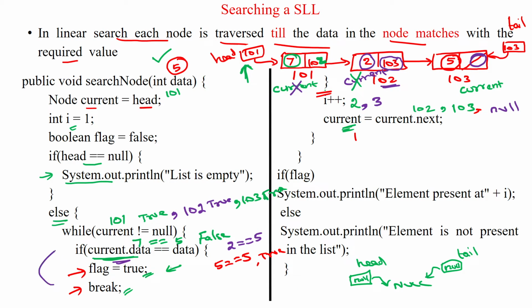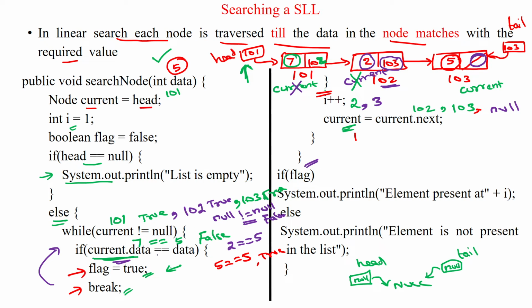Now again we are checking, current is null now. Null not equal to null, which is false. So it will come out of the loop.